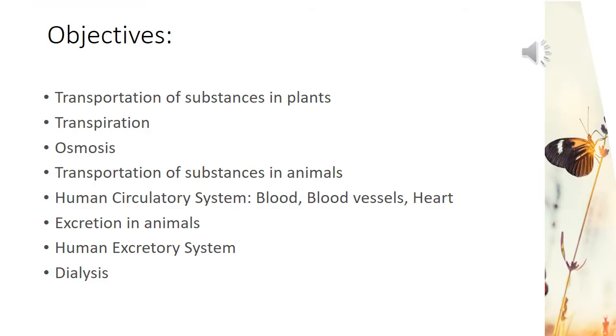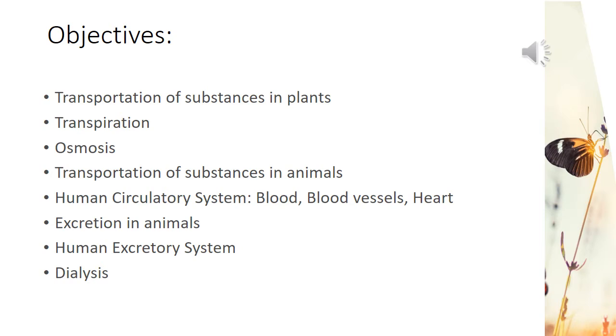Let's see what we are going to learn in this lesson, that is, let's see the objectives of this lesson. Transportation of substances in plants. Through transpiration, osmosis, and transportation of water, minerals and food, transport takes place in plants. We are going to study these processes.